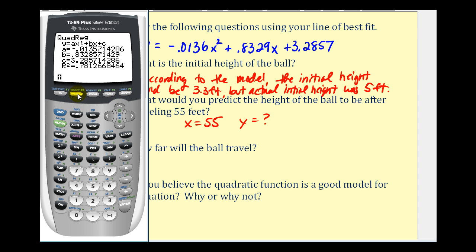We press second window. We'll go ahead and have our table start at 0 and increase by 1s. Now if we press second graph, we can just scroll down to x equals 55 and see what the y value would be. Well, according to our model, at a horizontal distance of 55 feet, the height would be approximately 8.0 feet.